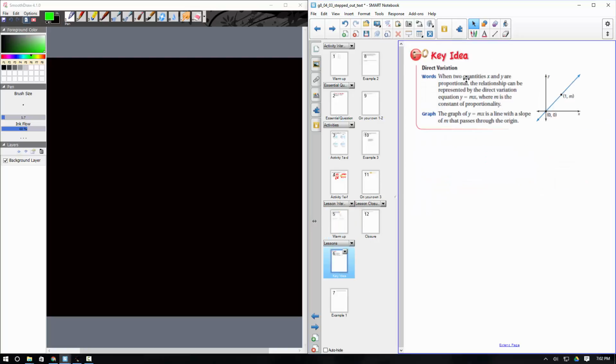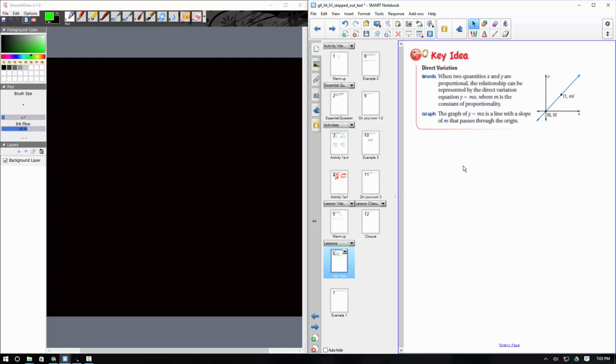So the key idea is direct variation. Direct variation basically means that the graph is y equals mx, that it will be constant proportionality, and then it runs through the origin. Those are the major things that you have to have. Again, it's got to go through 0, 0. So the starting point is 0. It's got to be linear.